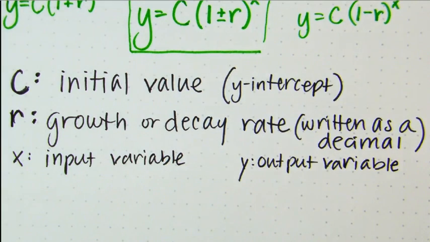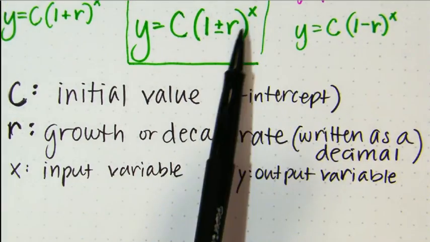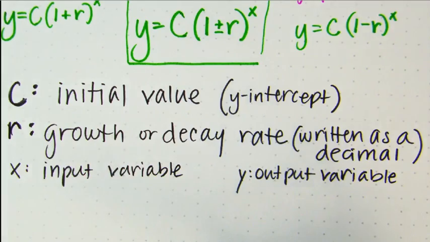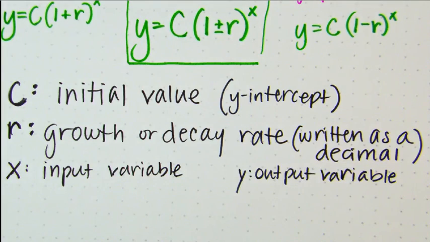So when they say how much is it worth after 5 years, the 5 is our input value, right? We replace the x with a 5, do the math, and figure out the value. And once in a while, you're actually given the output value and you have to figure out the input. Okay, so we're just going to jump into an example.